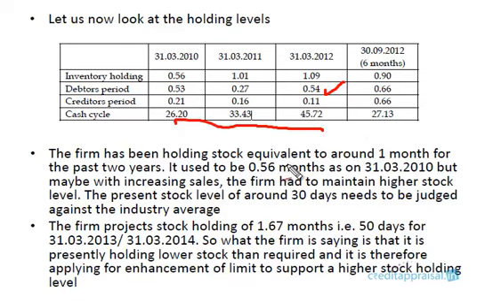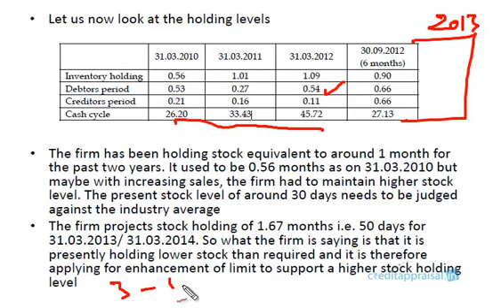Okay. But now we have to check the projections, because the company is now applying for enhancement of CC limit from 3 to 4.5, right? These existing holding levels are reasonable. But now we have to check what projection the company is making, and we'll come to it shortly.